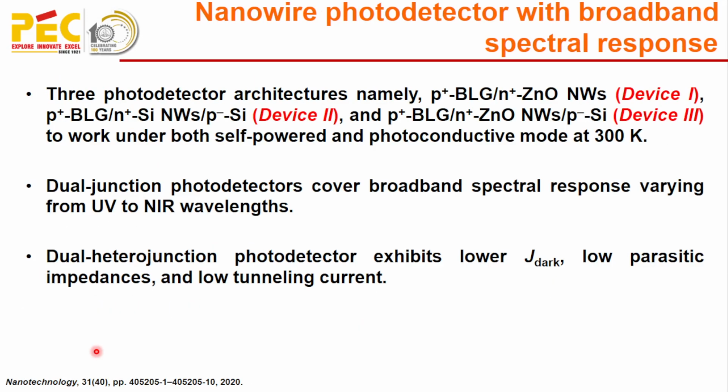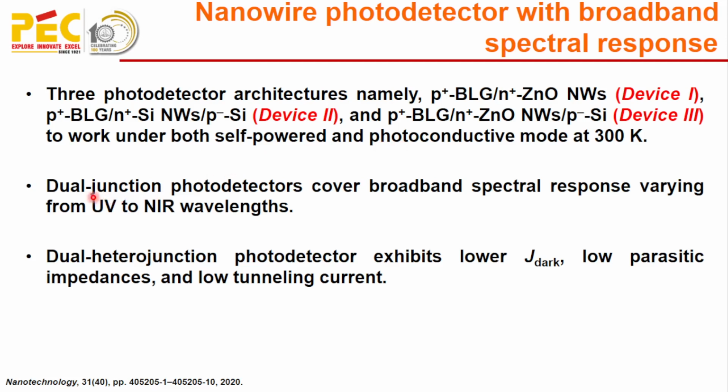So in my work, I have proposed three different photodetector architectures. In device 1, highly doped n-type zinc oxide nanowires are here, and on the nanowires I have deposited p-type bilayer graphene. In device 2, highly doped silicon nanowires are sandwiched between highly doped bilayer graphene and a lightly doped silicon substrate. In device 3, highly doped zinc oxide nanowires are sandwiched between highly doped bilayer graphene and lightly doped silicon. They work under both self-power mode and photoconductive mode at 300 Kelvin.